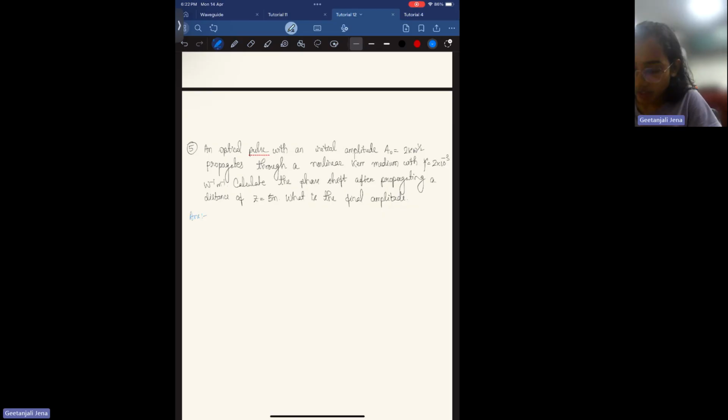Question: an optical pulse with an initial amplitude A0 of 2√2 kilowatt propagates through a nonlinear Kerr medium with gamma given as 2 × 10^-3 per watt per meter. Calculate the phase shift after propagating a distance of z equal to 5 meter, and what will be the final amplitude. So the nonlinear coefficient is given and we need to find out the phase shift.